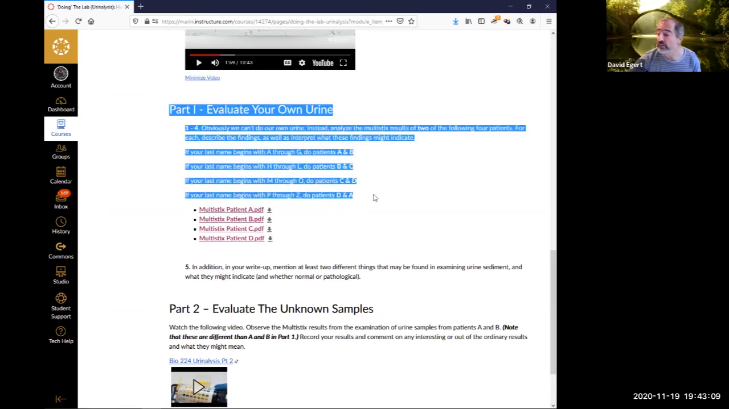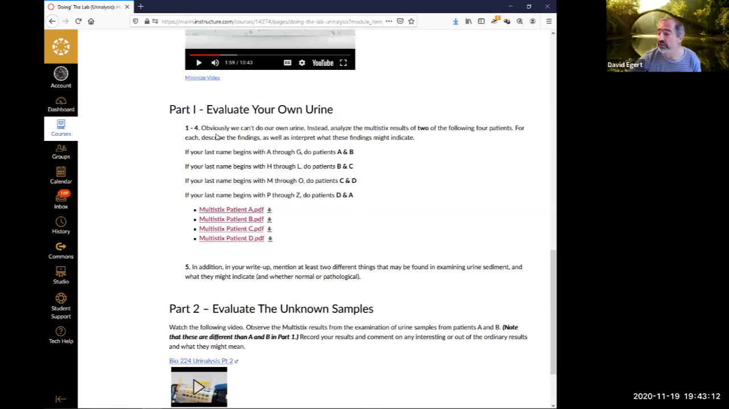This is part 1, evaluate your own urine. Obviously we can't evaluate our own urine because you don't have these multi-sticks at home, or I'm assuming you don't. So I've split it up depending on your last name. If you're A through G, you're going to do patients A and B. If your last name begins with H through L, or M through O, there are 2 patients depending on your last name.